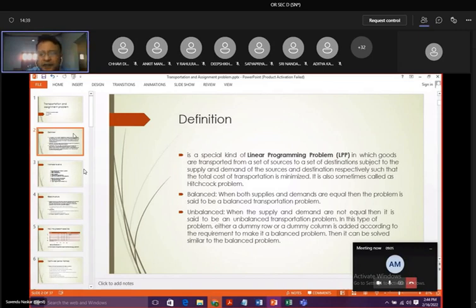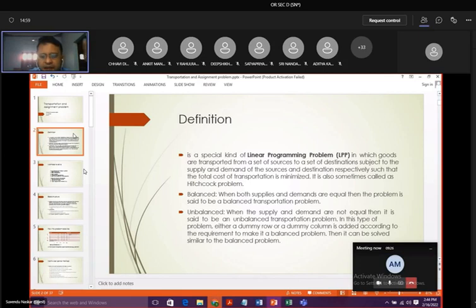It's sometimes called the Hitchcock problem. You don't have to bother much about this, because it came from history. Essentially, there are two types of problems. We will again see through examples what this is. A balanced problem is when both supplies and demands are equal. Then the problem is said to be a balanced transportation problem.